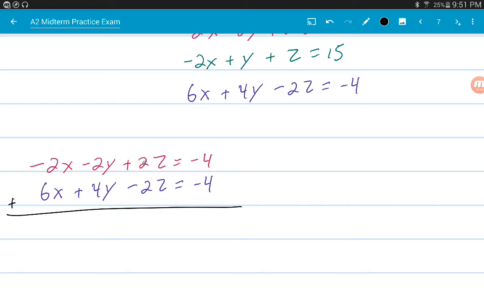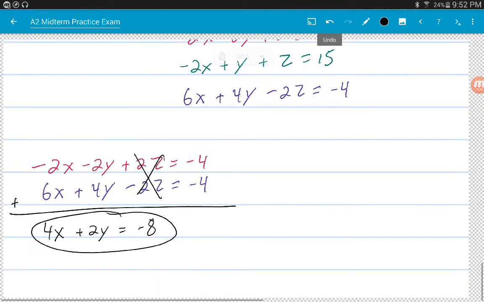2z plus negative 2z cancels out. Negative 2x plus 6x is 4x. Negative 2y plus 4y is positive 2y. And negative 4 plus negative 4 is negative 8. And this is a big moment because we've gotten rid of one of the variables. I'm going to circle that.